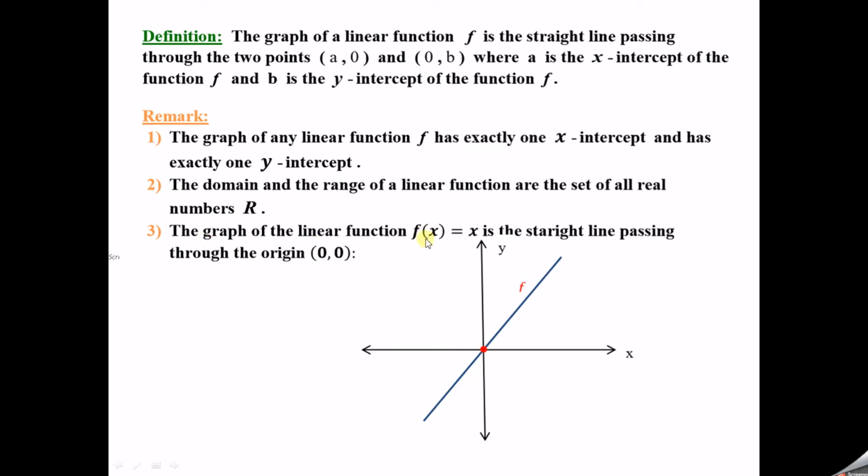And the graph of the linear function f(x) = x. So this is the identity function f(x) = x, which is also linear because it is of the form ax + b, where a is 1 and b is 0.